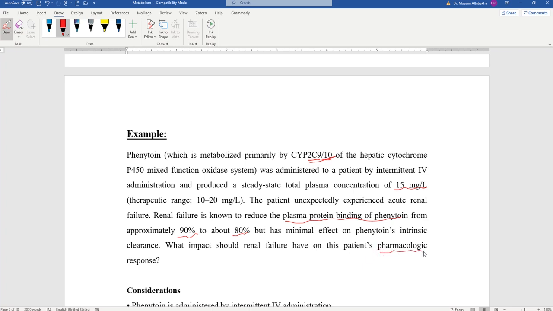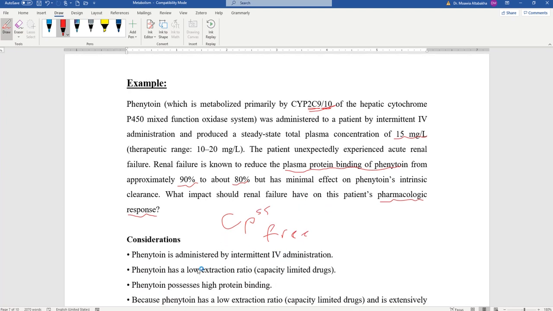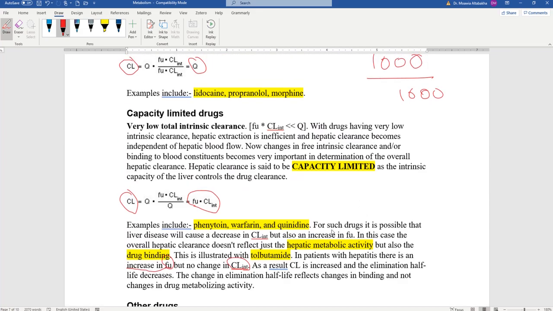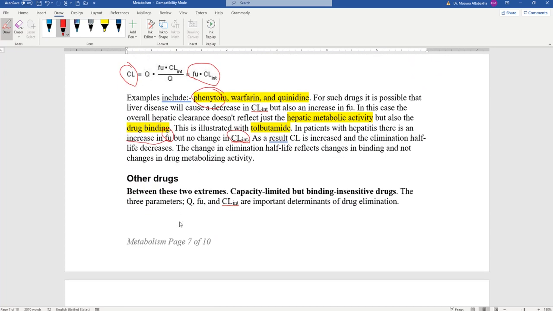Here it said pharmacologic response. When it says pharmacological response, I have to think about what? CPSS free, the free drug. Okay. Okay, let's talk about phenytoin. Phenytoin is a capacity limited drug. If you go back, you will see phenytoin as capacity limited.